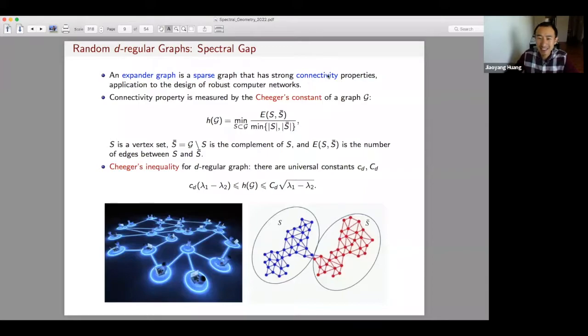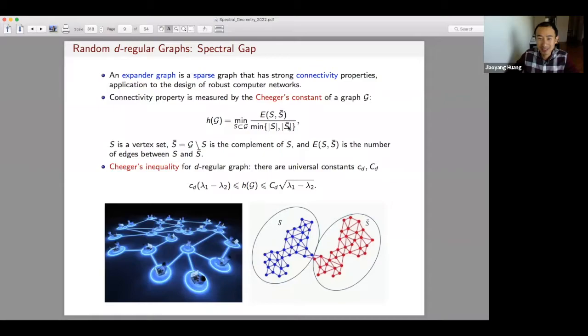Mathematically, the connectivity property is measured by the Cheeger constant, which is exactly the discrete analog of the Cheeger constant for a Riemannian manifold. For a graph, it's defined as a minimum over all possible vertex sets S, where S bar is the complement, of the number of edges between S and S bar over the smaller size of S and S bar.